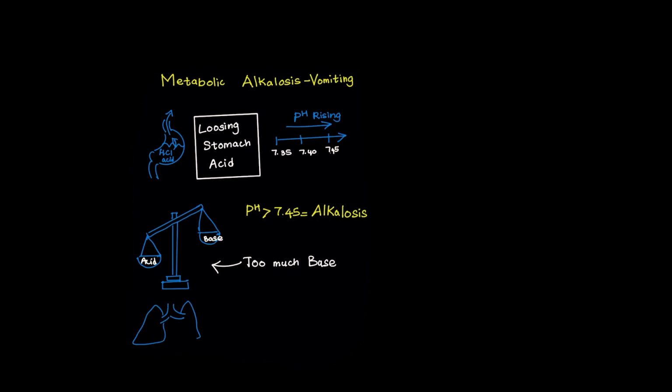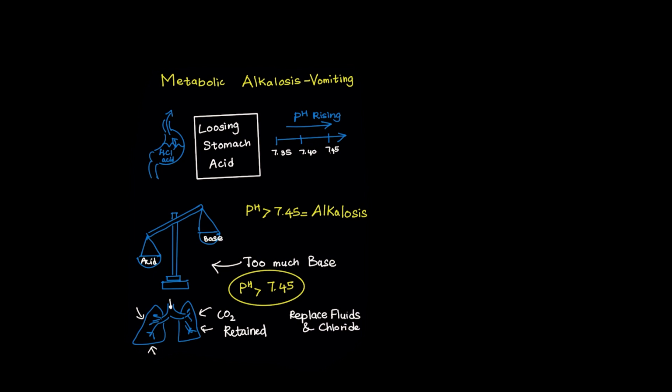The body tries to compensate by breathing slower to retain CO2, which is acidic, but this compensation is limited. The key finding is the elevated pH above normal range, confirming metabolic, not respiratory, alkalosis. Treatment requires replacing lost fluids and electrolytes, especially chloride.